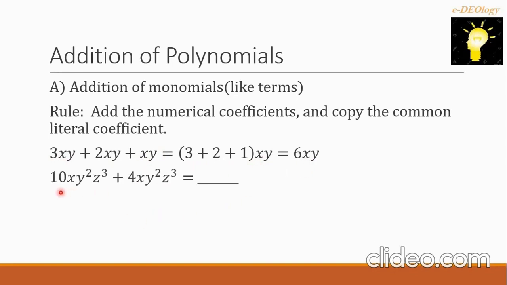Second example, 10xy squared z cubed plus 4xy squared z cubed. Again, looking at the literal coefficients, we are sure that these two are like terms. So we can now add the numerical coefficients, the 10 plus 4, and then we copy that common literal coefficient, the x, y squared, z cubed. So the final answer is 14xy squared z cubed.